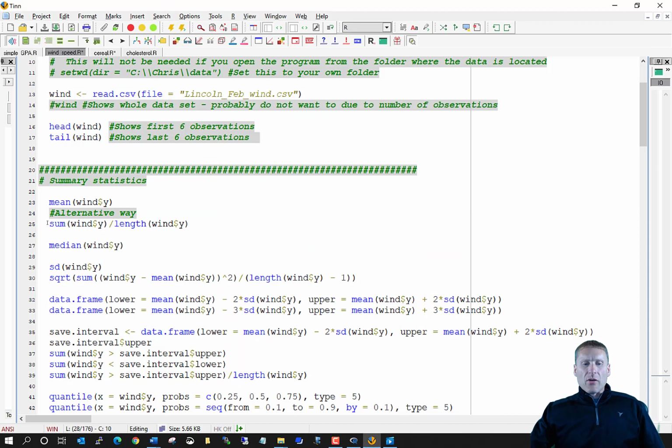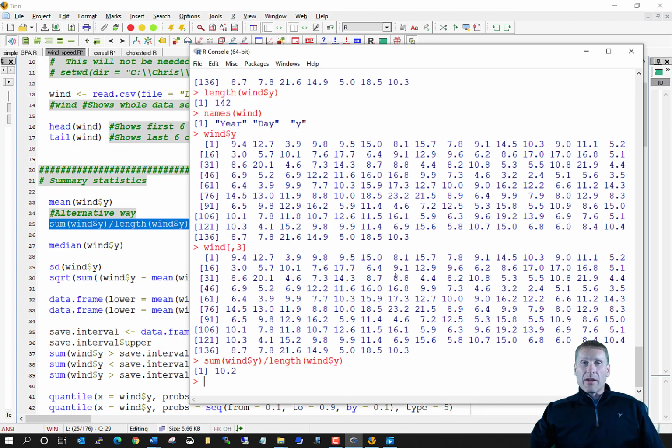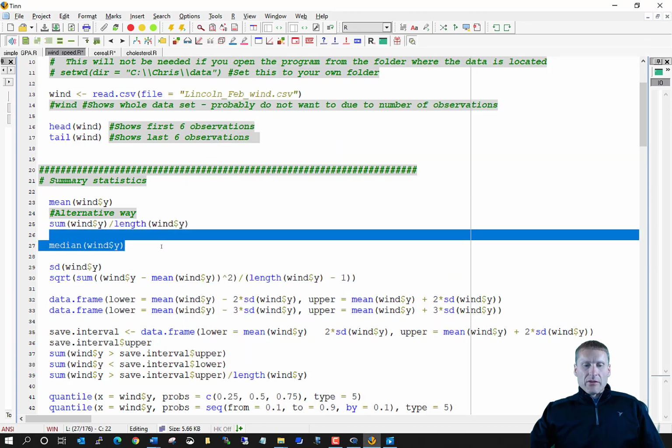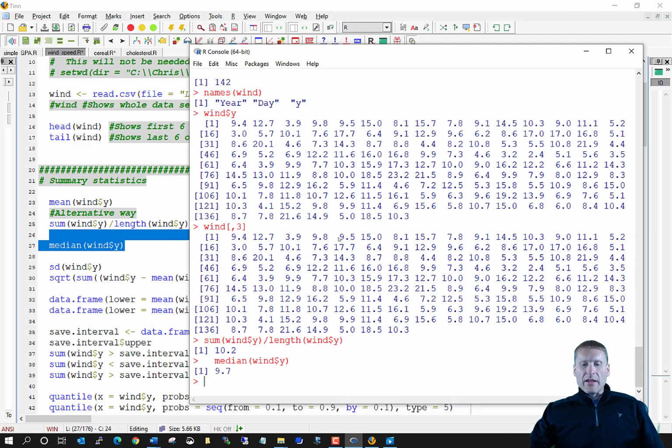Okay, so when I combine the sum function with the length function, I get my mean again. So let's take a look at the median. The median is a little bit less, 9.7 miles per hour.